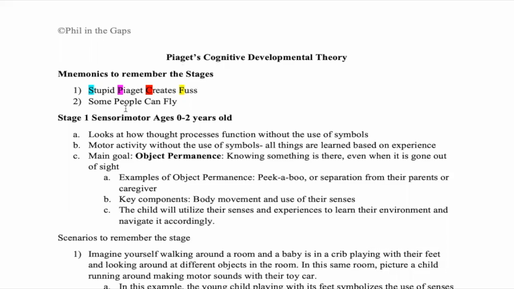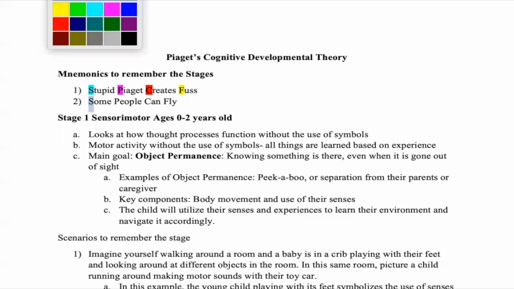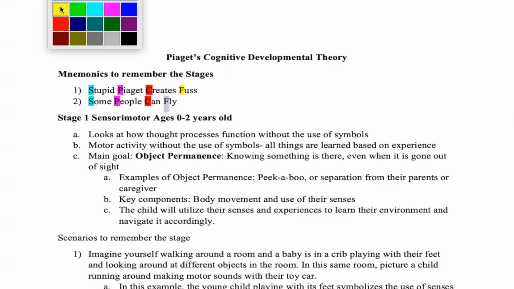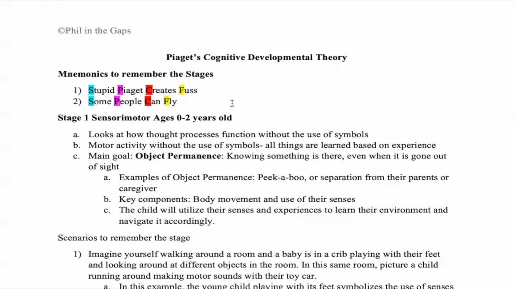The second one, if that one doesn't really resonate with you, is some people can fly, because when they put their mind to it, they're able to soar to the heights that they weren't previously. So the S in some is going to be sensory motor. The P in people, pre-operational. The C in can is concrete operational. The F in fly is formal operational. Why? Because those are going to be the order of the stages: sensory motor, pre-operational, concrete operational, and formal operational. So those are two mnemonics, if you're like, man, I'm not really sure what the stages are, that you can utilize inside of the exam.